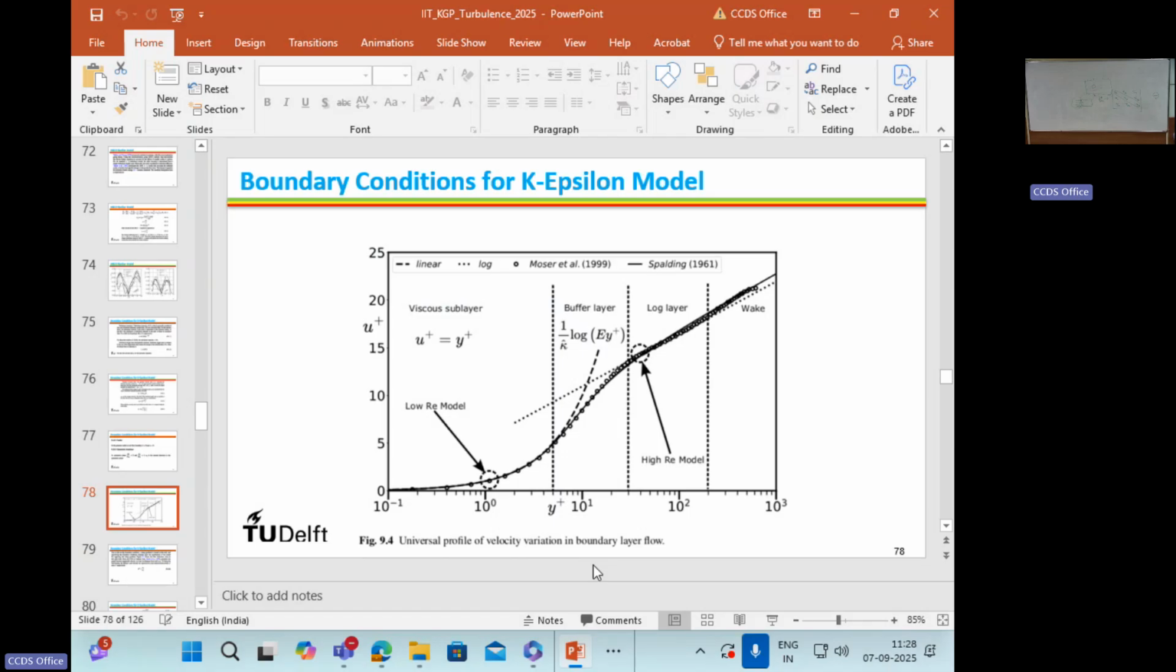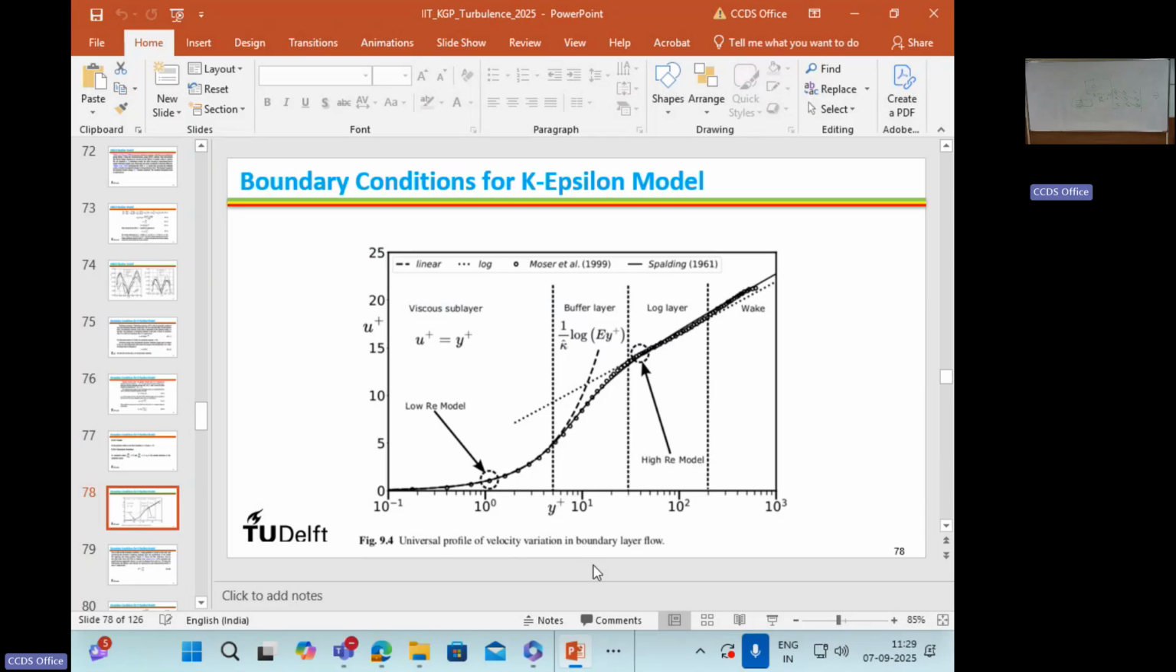So yesterday during the law of the wall, we noticed that the variation follows a universal profile. What is the universal profile? If y plus is less than 5, then they are linear: u plus equal to y plus. If y plus is greater than 30, they are logarithmic, right? So we are plotting in a log scale. That's why the linear relationship is a curve and the logarithmic relationship is a straight line.